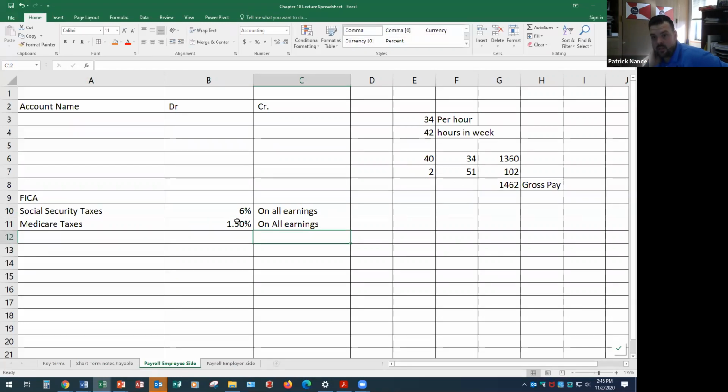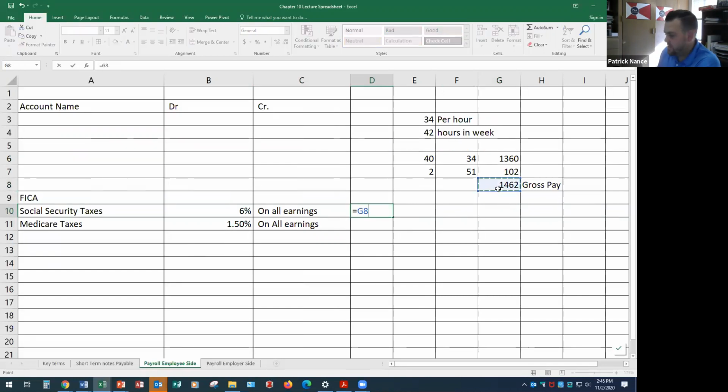So for this employee, this John McGrath is his name, we can figure out how much is going to be subject to Social Security and how much is going to be subject to Medicare. All we have to do is take the 1,462 times the 6% for Social Security taxes and the 1,462 times the 1.5% for Medicare taxes, and now we know that we will withhold a total of, for FICA specifically, $109.65.